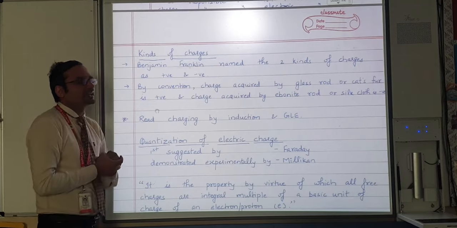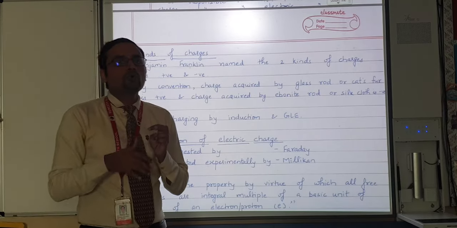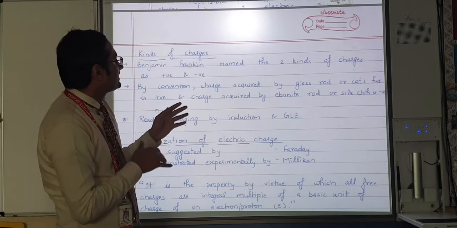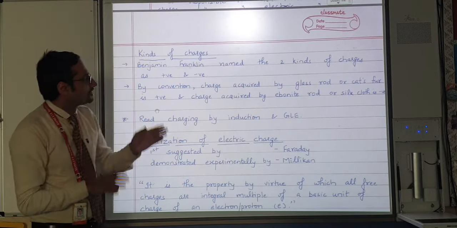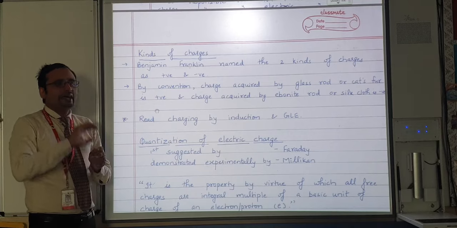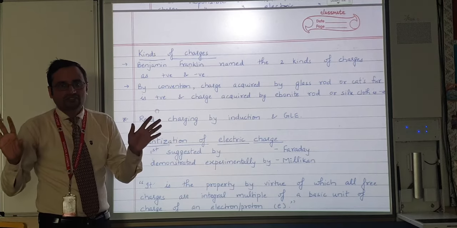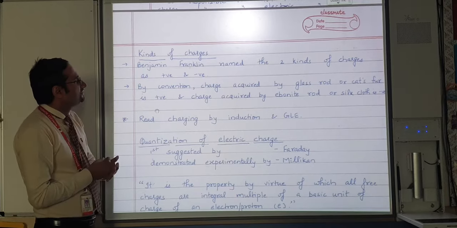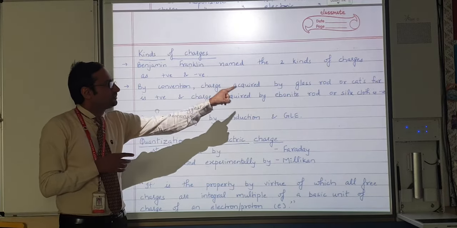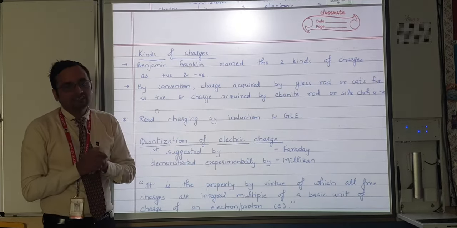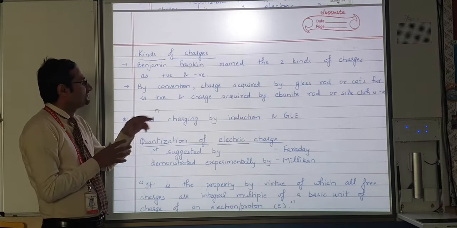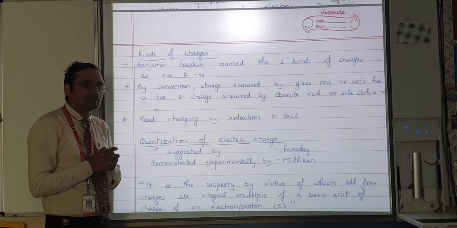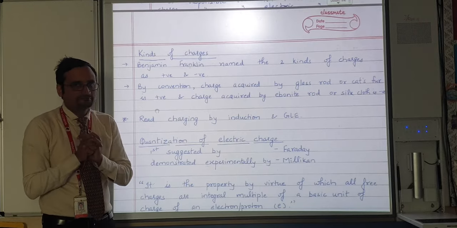Now Benjamin Franklin was the first one who classified the charges. He said that there are two kinds of charges, positive and negative. By convention, there is no other reason why, we have taken that the charge acquired by the glass rod or cat's fur is positive, and the charge acquired by the ebonite rod and silk cloth is negative.